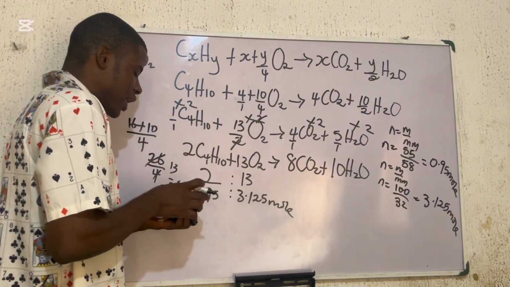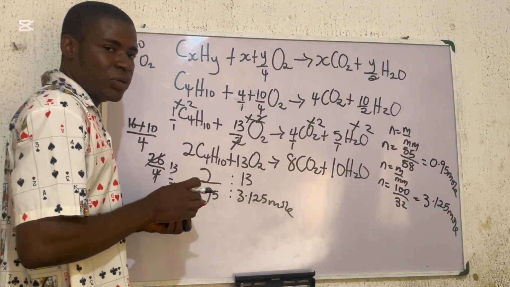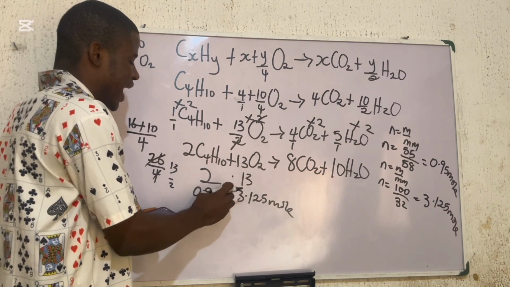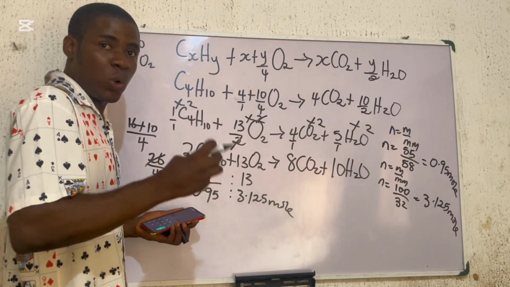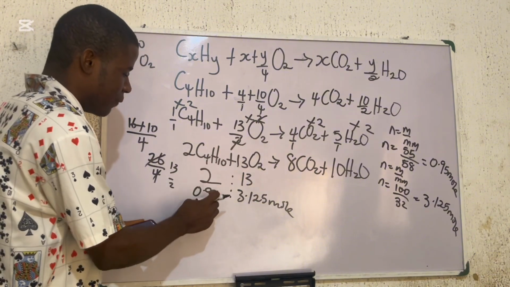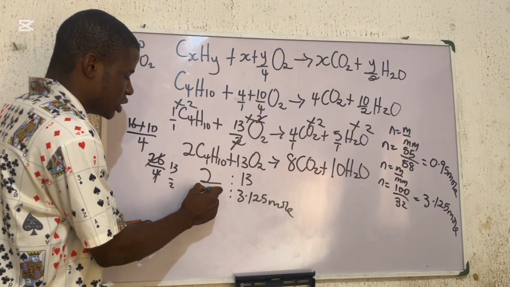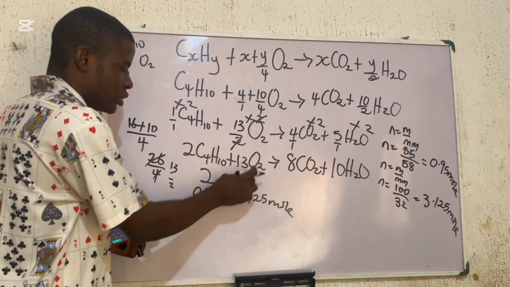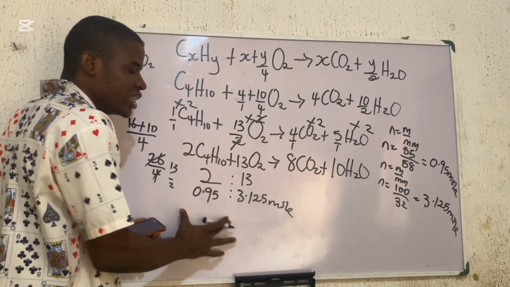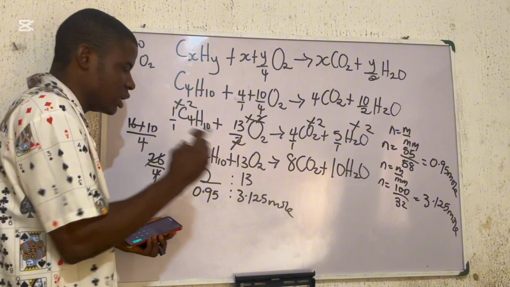the limiting reagent? Now, there is a simpler way to find this limiting reagent. The one that has the least quantity per coefficient ratio is the limiting reagent. Now, watch out. I'll use this number here, 0.95, and divide it. The one that has the least number is the limiting reagent.